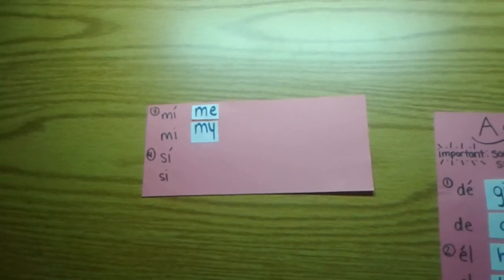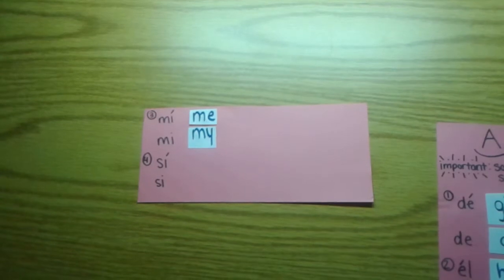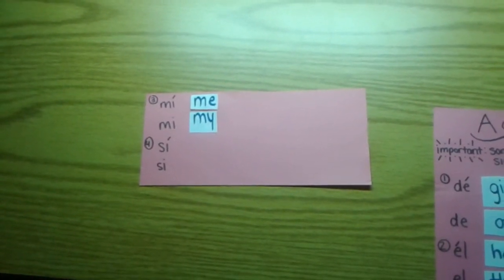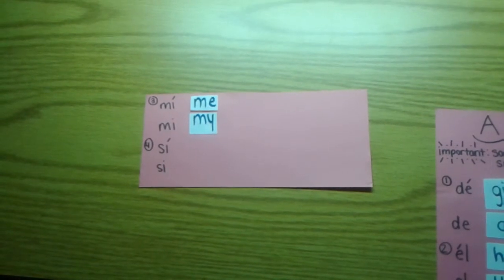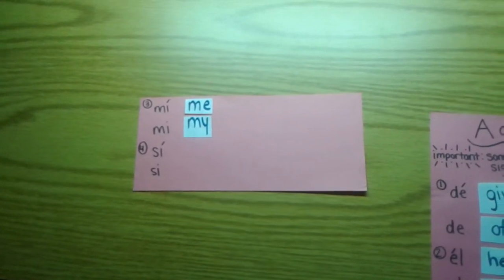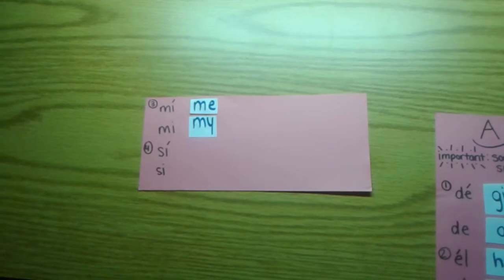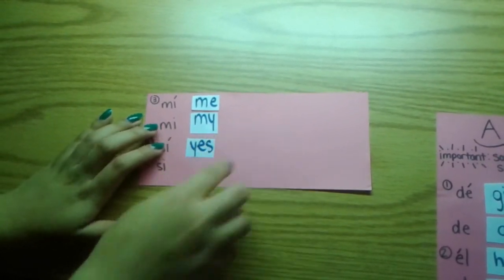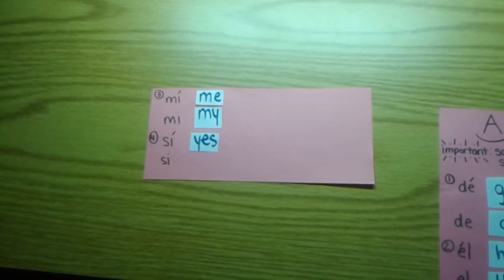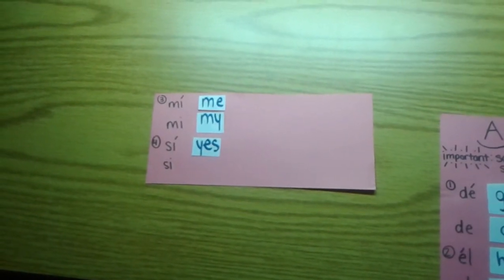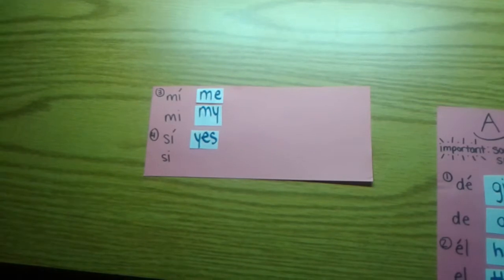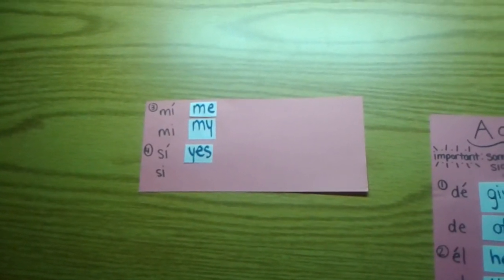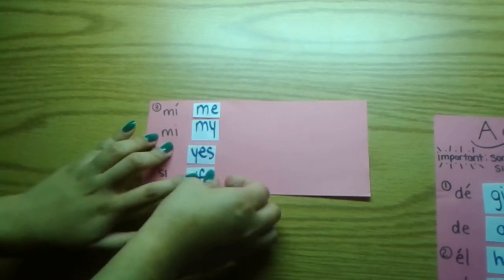Now for our last set of words, si and sí. Sí with an accent on the I means yes. And this is the word that most people are familiar with. Now si without an accent on the I means if.